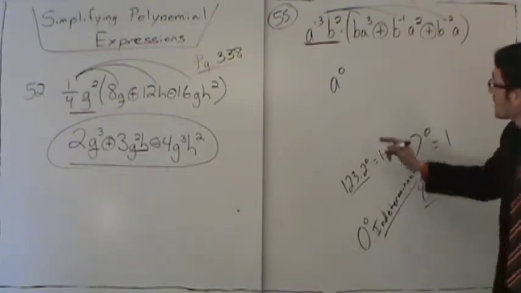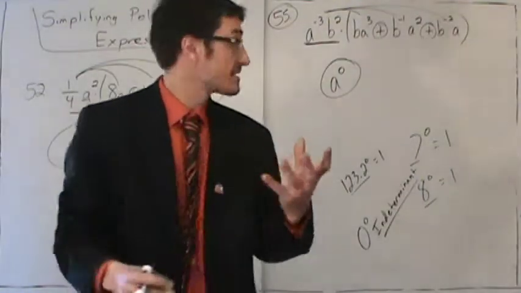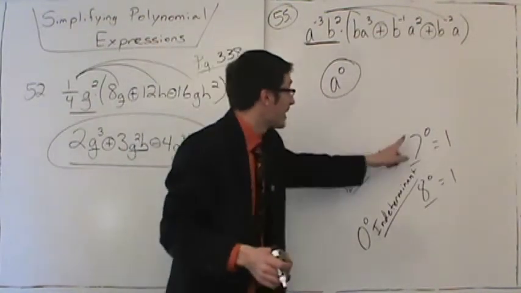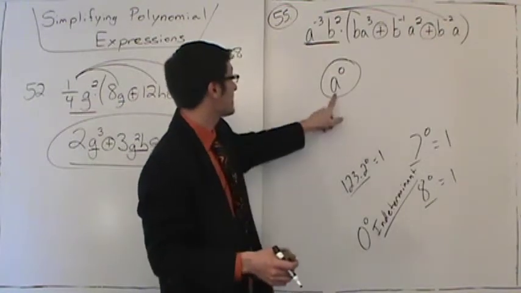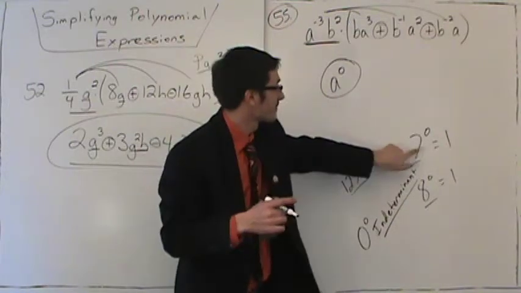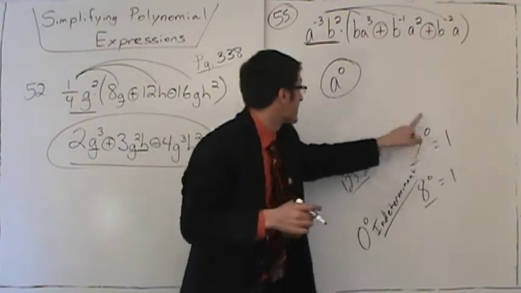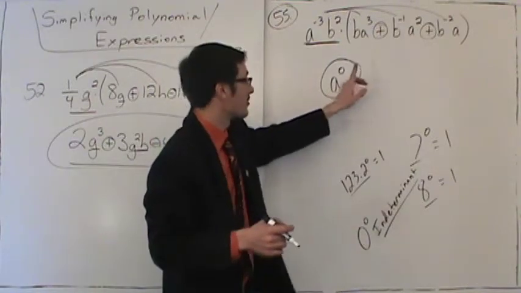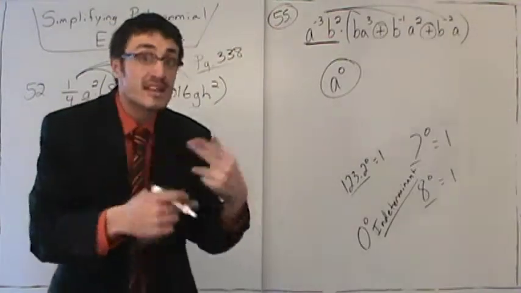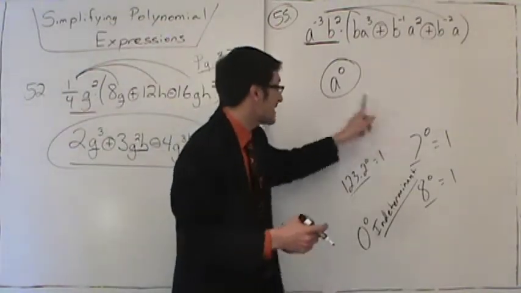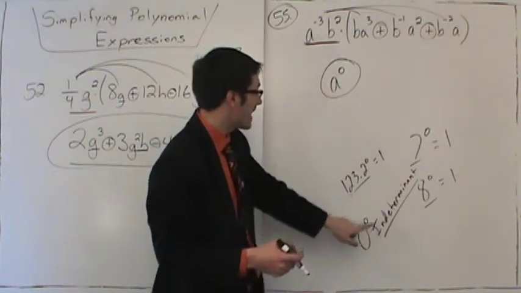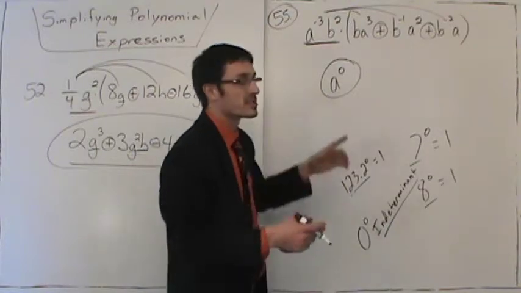Now my question is, what is a to the 0? Okay, do you know what a is? No, I have not told you what a is. So a to the 0 is 1 unless a is 0. So if a were 7, then we would have 7 to the 0, which is 1. If a is 8, we would have 8 to the 0, which is 1. So if a is any number that's not 0, so if a is 7 or 8 or 123.2, then this would be 1. However, what if a is 0? Okay, this would be indeterminate.